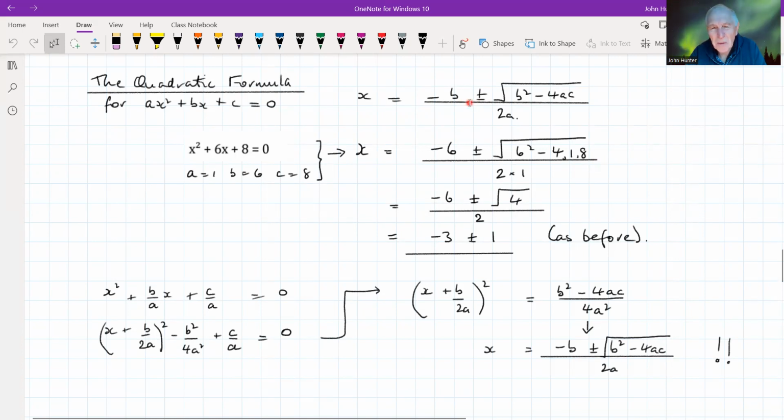Not too bad to remember that, I don't think, once you've used it a few times. So if we have this particular equation, as we've seen before, we've got a equals 1, b equals 6, c equals 8. Then essentially x is going to be equal to, well, we just substitute all those a, b's and c's into there. So without going through the details, substitute that in there, we get this, and then we get minus 3 plus or minus 1. And that's what we got before, isn't it? So it's going to be minus 2 or minus 4.